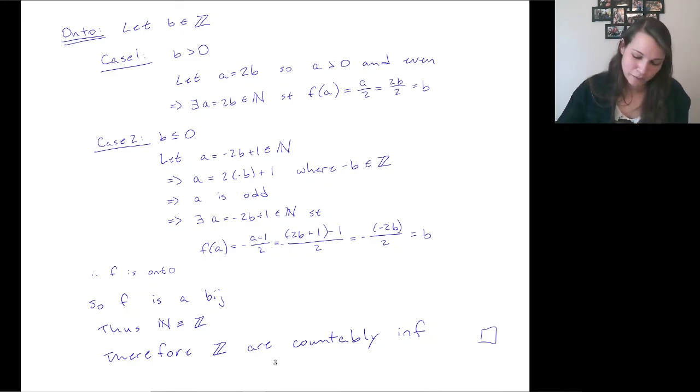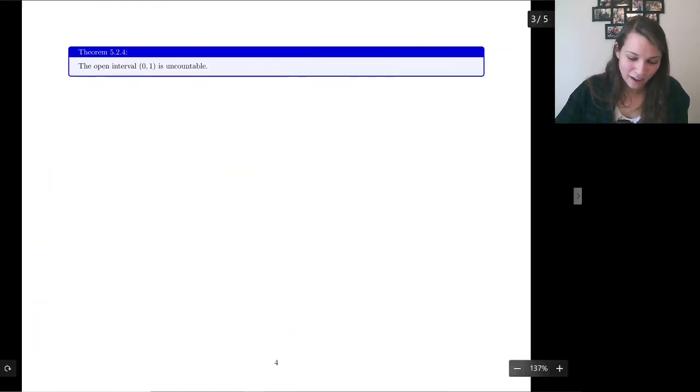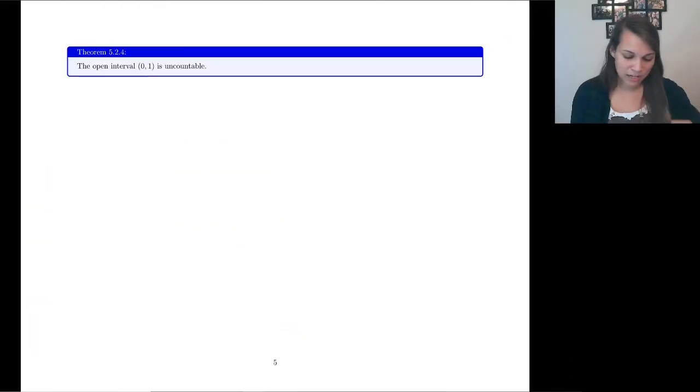Now what we're going to do is prove something is uncountable. The open interval 0 to 1 is uncountable. Hopefully you believe that there are infinitely many numbers in that interval, and there are more numbers in there than there are natural numbers, like more. And more in a way that Z did not have more numbers than the natural numbers, because apparently it doesn't, because we can count them all. So let's look at this other type of infinity.